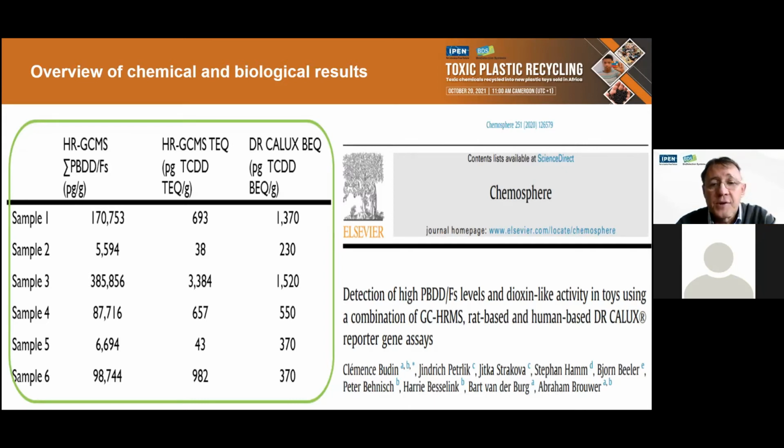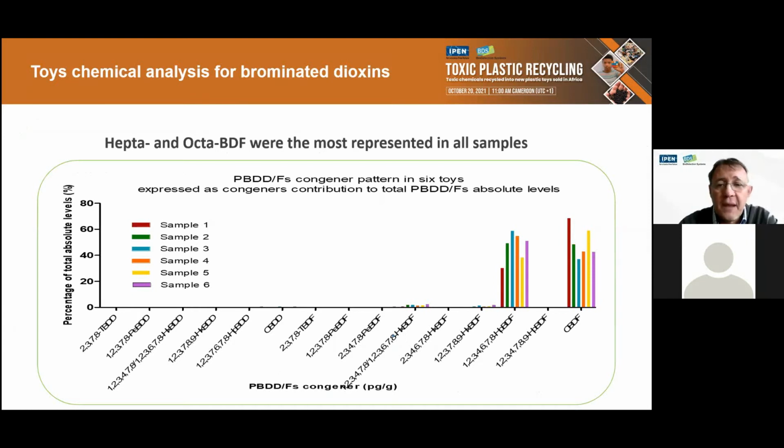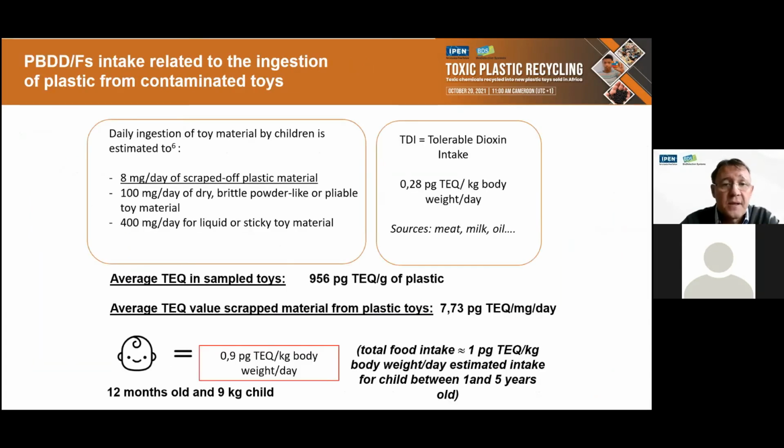And most of the toxicity is coming from the hepta- and octafurans. And the bioassay is very suitable, as you can see from the results here in the middle. Now, if you look at the chemical congener profile, you see the heptafuran and octafuran dominating and causing that toxicity also in the bioassay.